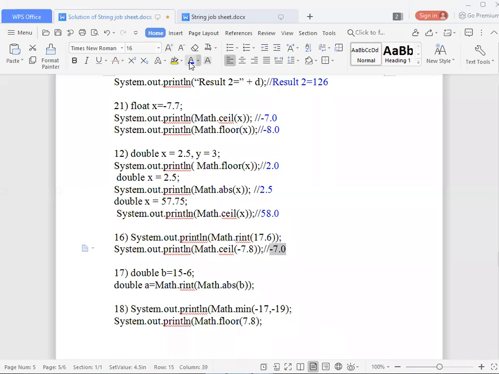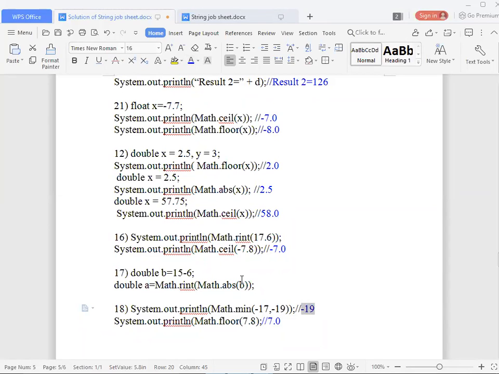Okay, then absolute. Okay, we'll do it afterwards. Minus 17.16, minimum. What will be the minimum for that? Not minus 16, minus 19 because it is in minus. Okay, then again floor, same output, 7.0. And I'll show you the demo of this.